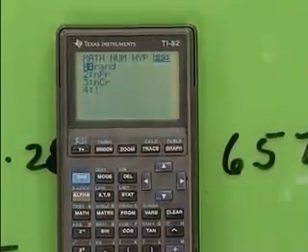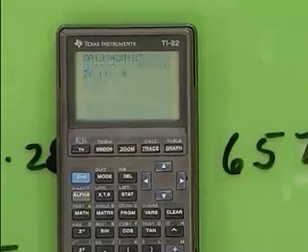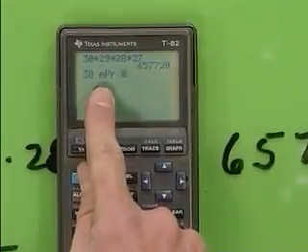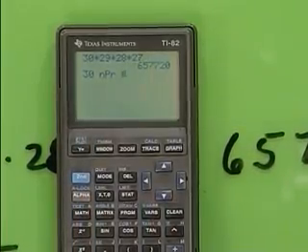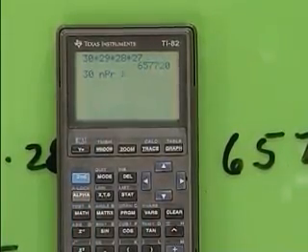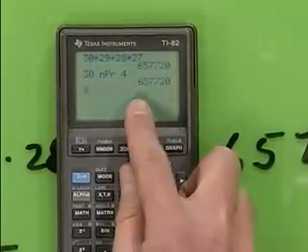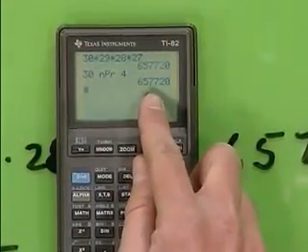Now, I'm going to insert that right now after the 30. So if I insert that, I have 30. That's my value for n. And now I'll enter 4 for my value for r, because you remember there were 30 things taken 4 at a time. And if I push enter, I get 657,720, exactly.